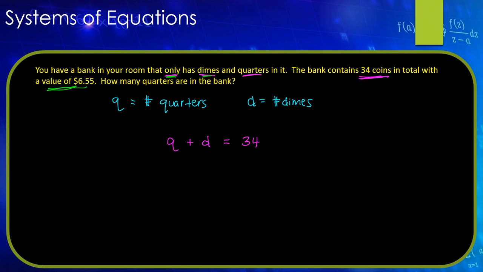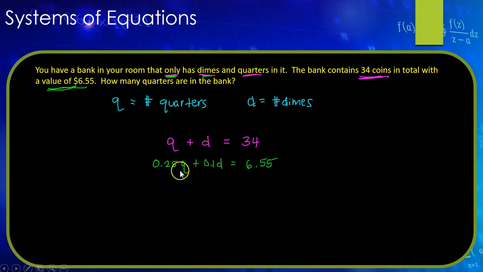So if I want to figure out how much I have in quarters, I would take the number of quarters, which is Q, and multiply it by 0.25. And I would do the same thing with the dimes, except that their value is 0.10, or $0.1. And so I would take 0.1 times D, the number of dimes, to get how much money I have in dimes. And of course, when I add those together, I should get $6.55. So that's where I get this equation.